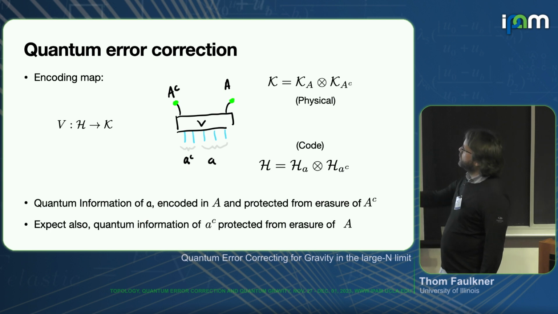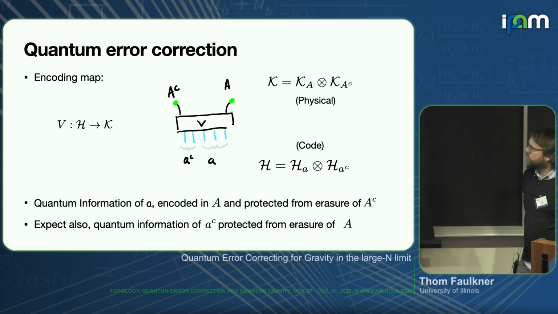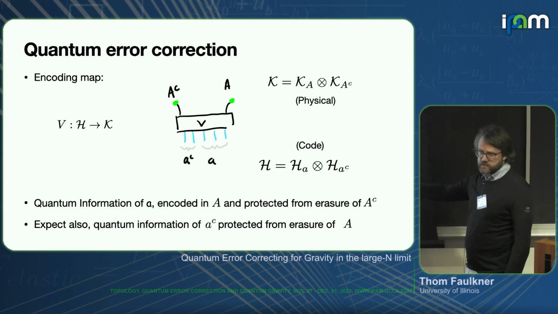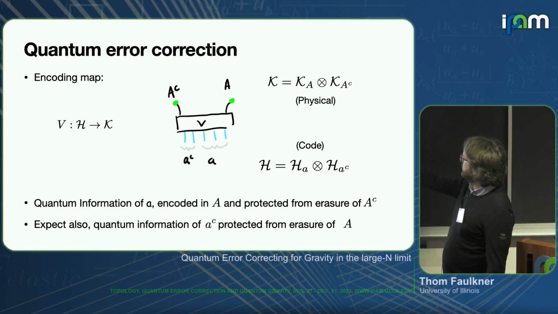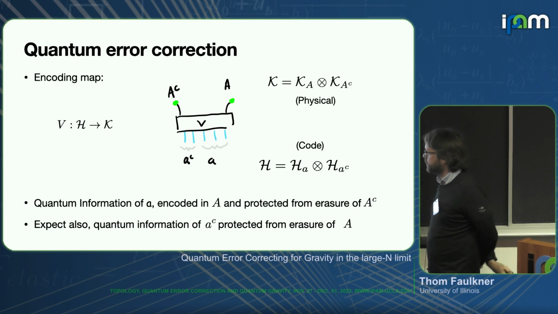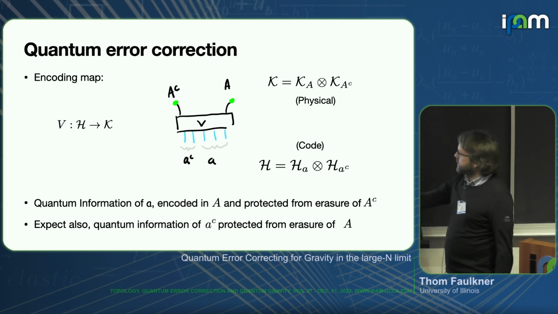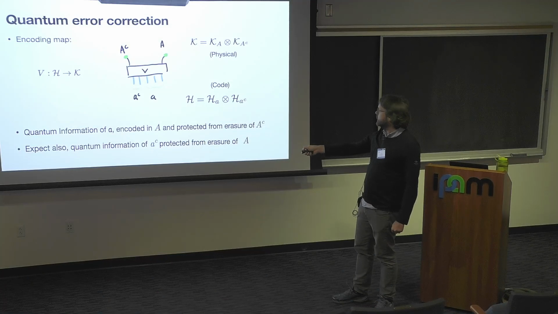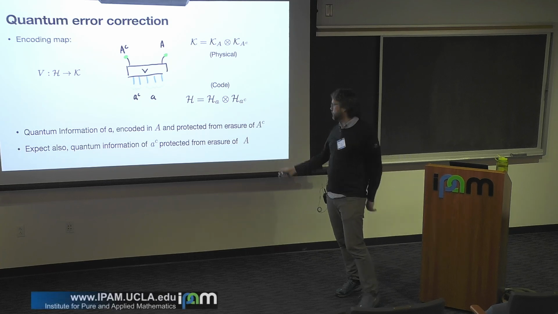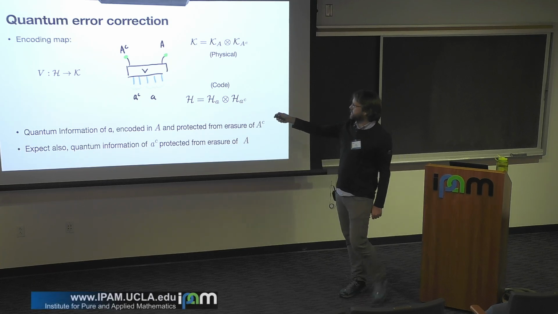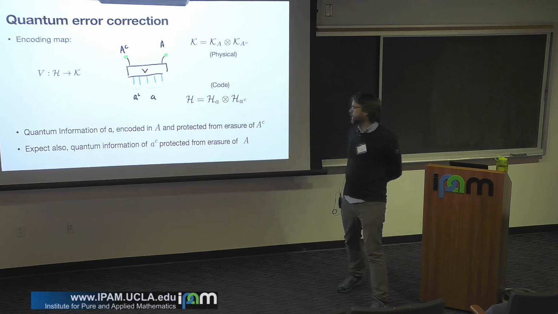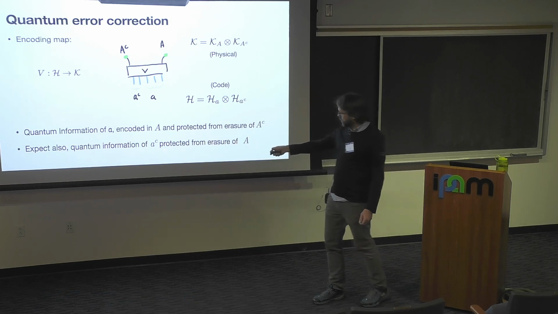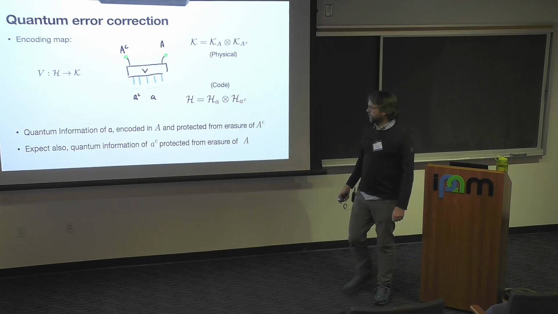Okay, and so we quickly get to quantum error correction. We think of V as some encoding map. The code subspace has some tensor product form like this. The physical Hilbert space has some tensor product form like this. And essentially, as I said before, the quantum information in little a is encoded in boundary region big A, and it's protected from erasure of the complement of big A. So if I just trace over AC, I can still extract the information in little a. By symmetry, we also expect the quantum information in A complement is protected from erasure of big A. Okay.